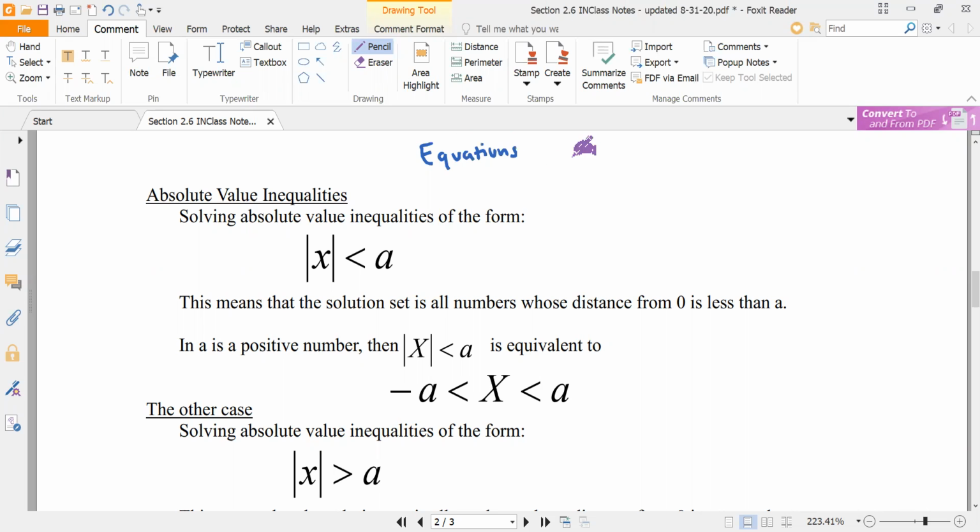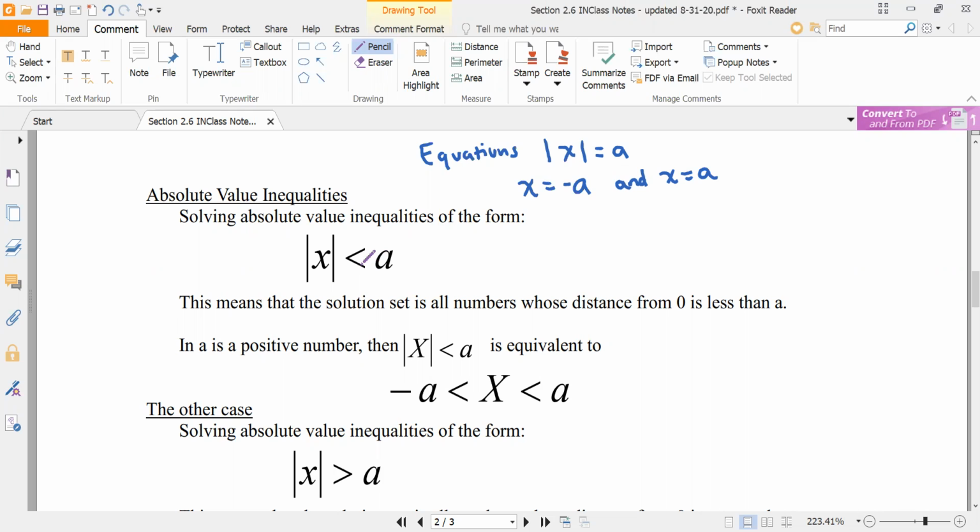we had absolute value of x equals a. We knew that either the inside was a negative a before they took the absolute value, or the other possibility was that x could have been a positive a inside there to get the absolute value of a. So there were two cases. It's a little different when you talk about inequalities.